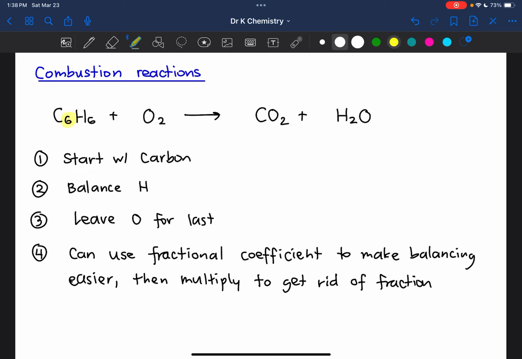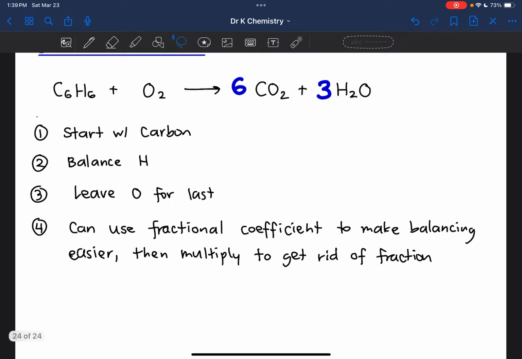We have 6 carbons on the left and only 1 carbon on the right. So in order to fix that, I'm going to have to multiply this entire equation by 6. That takes care of my carbon, right? Now I have 6 carbons on the left, 6 on the right. We are good to go. I'll deal with hydrogen next. We have 6 hydrogens on the left and 2 on the right. So to turn that into 6 hydrogens, I'm going to have to multiply that by 3. That now takes care of the hydrogen.